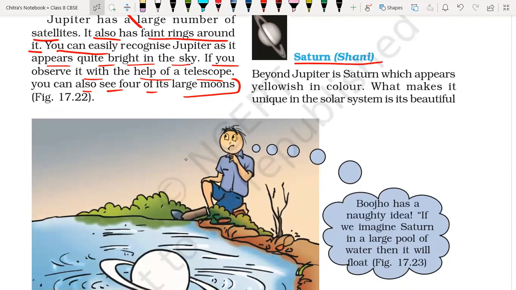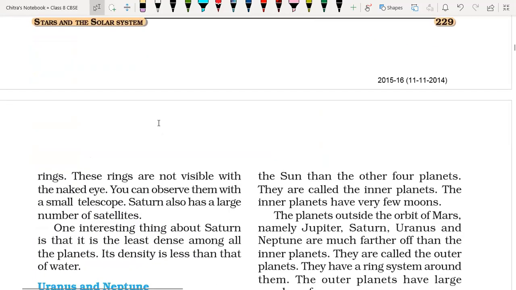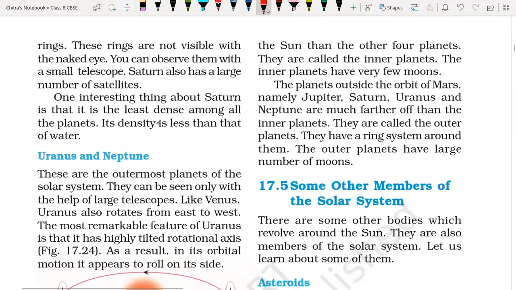It is also called Shani. Beyond Jupiter is Saturn, which appears yellowish in color. What makes it unique in the solar system? It is beautiful. The rings. These rings are not visible with the naked eye, but you can observe them with a small telescope. Saturn also has a large number of satellites.